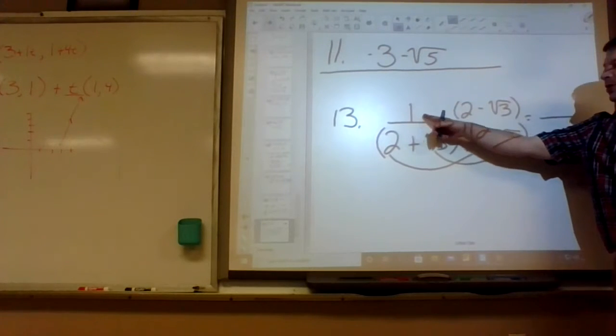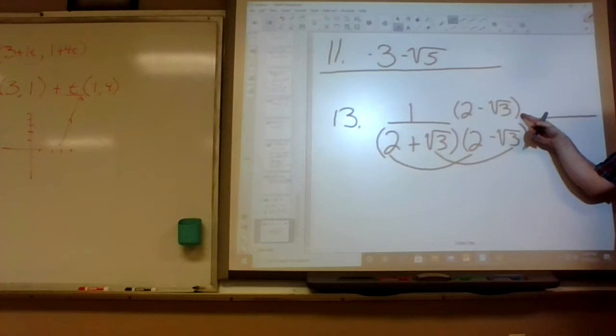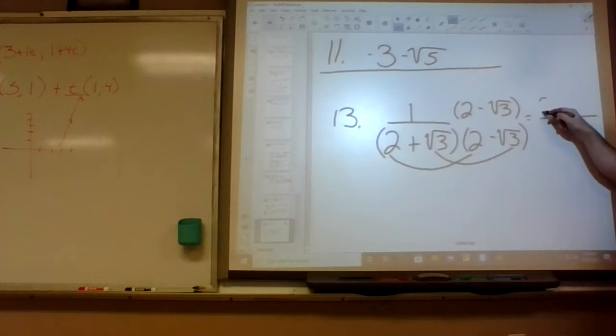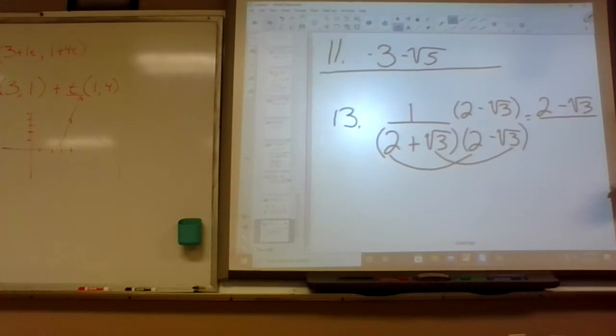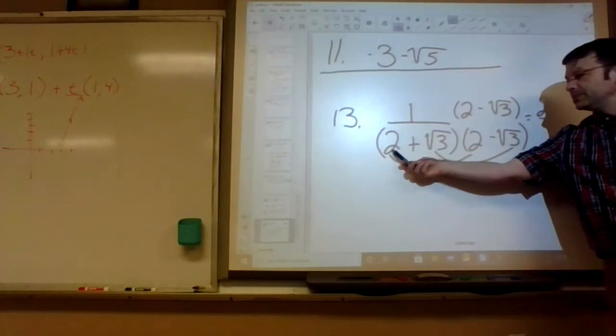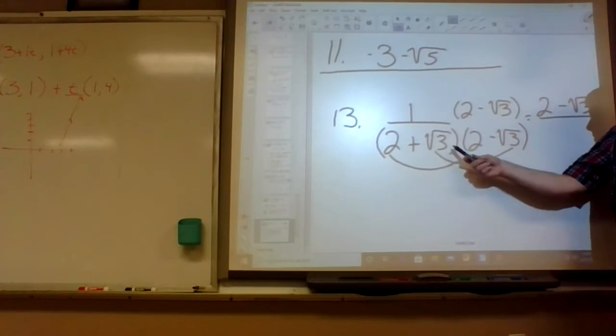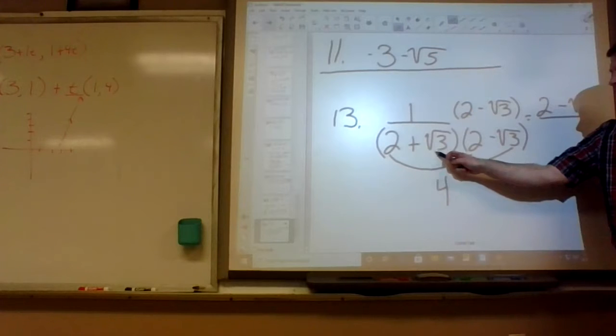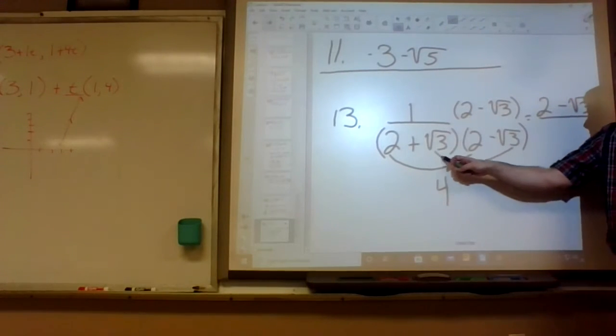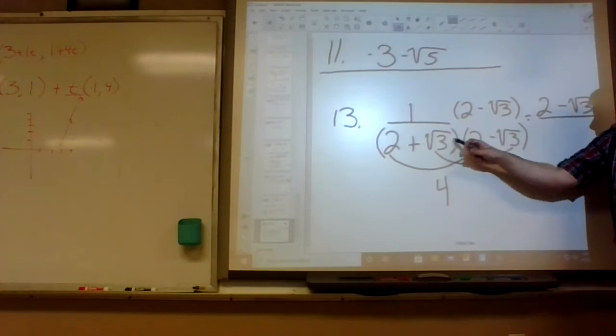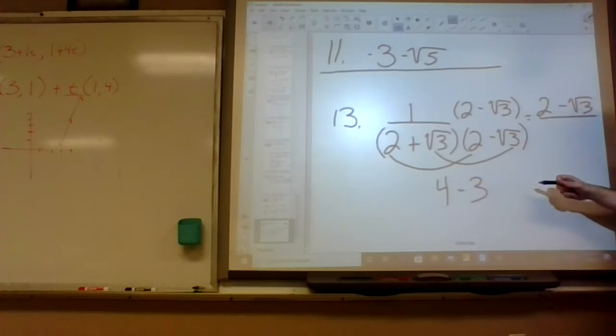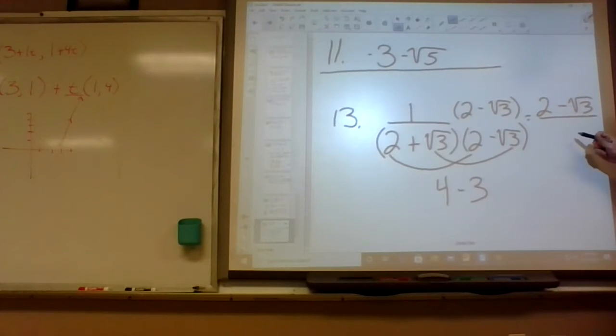Okay, the top is 1 times this, so what will go on top? 2 minus square root of 3. Does that simplify? No, it does not. Okay, the bottom, what's first? 4. What's last? Negative 3. Minus 3. Square root of 3 times square root of 3. 4 minus 3 is 1. And if anything is over 1, then what?